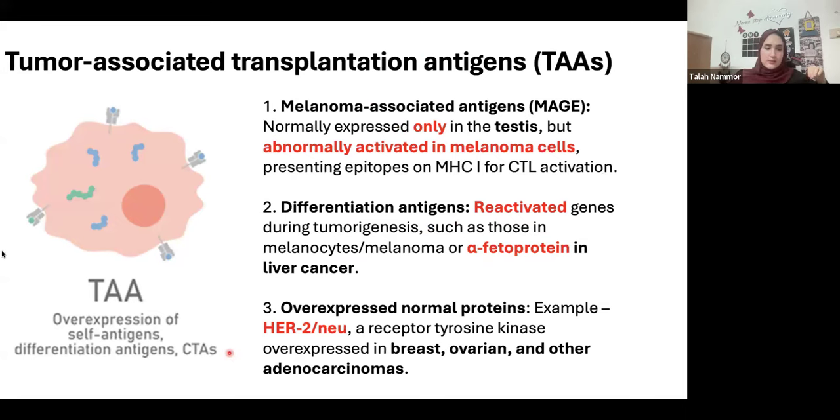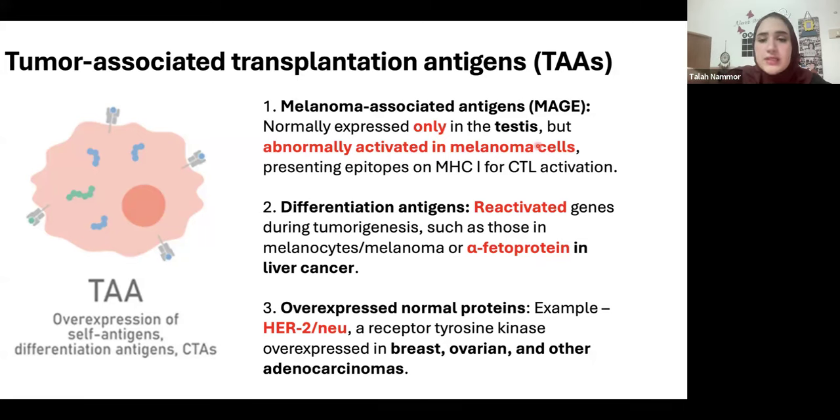Now, tumor-associated transplantation antigens are antigens that are formed due to our body's overexpression of self-antigens, or antigens that are in our body that are misplaced. For example, the melanoma-associated antigen. The melanoma-associated antigen, it's an antigen that usually is found where? In the testes. So the male body usually expresses melanoma-associated antigens.